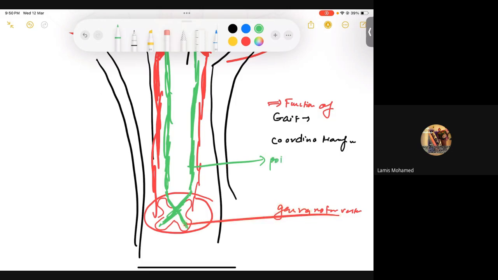What was your primitive movement? Axial and shoulder. Yes, axial and shoulder movement. So can I say that these 10% of the fibers are coming from the supplementary motor cortex? Yes. Perfect. This was all about your descending tract.